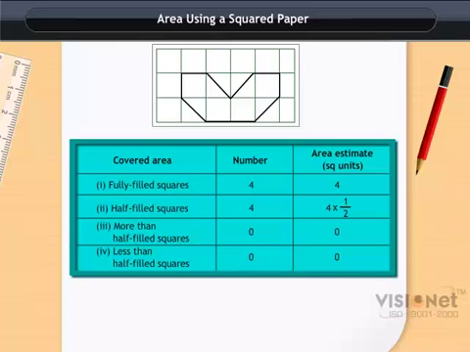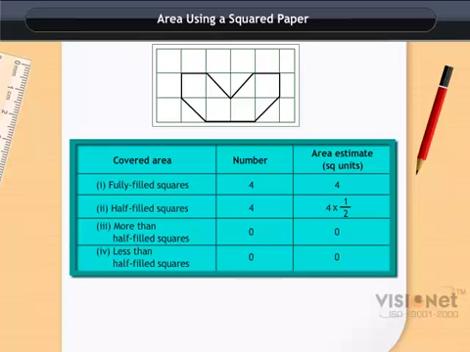Now consider this figure. We need to estimate the area of the given figure by counting squares. Clearly, there are 4 fully filled squares and 4 half-filled squares. Also, there are no more than half-filled squares and no less than half-filled squares.